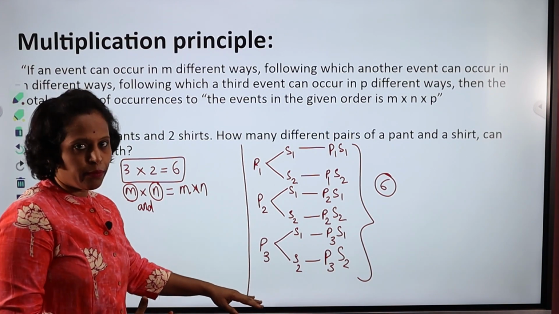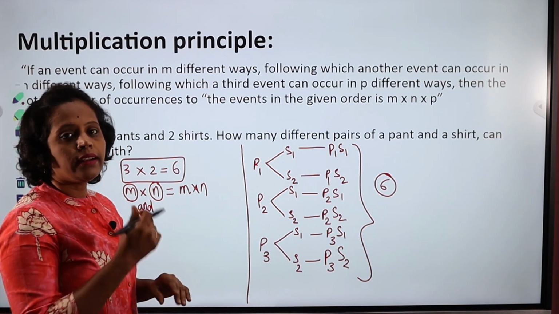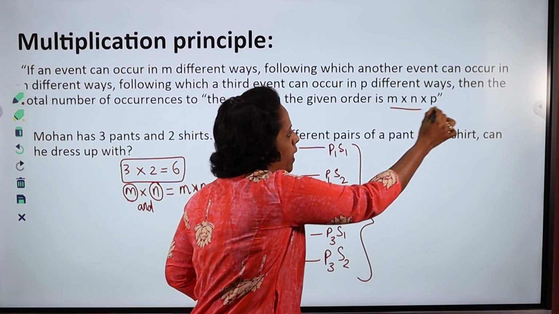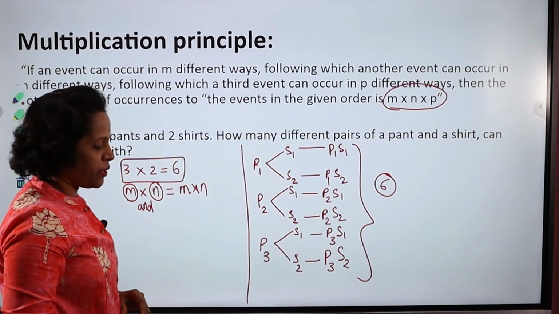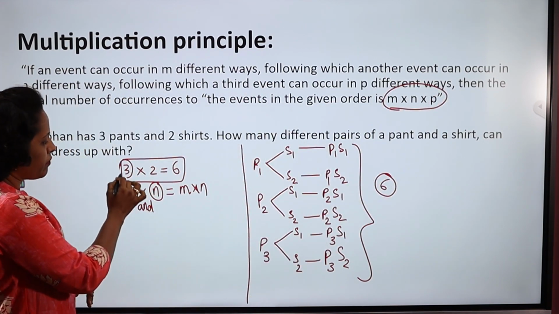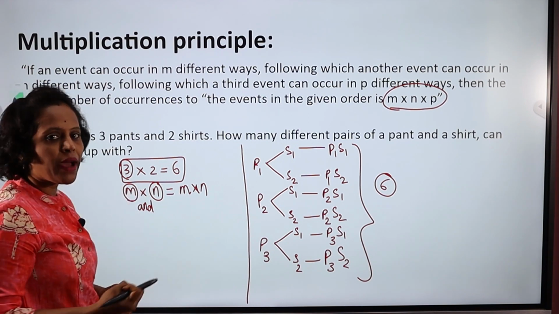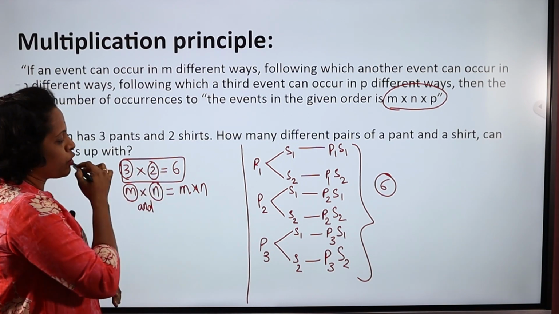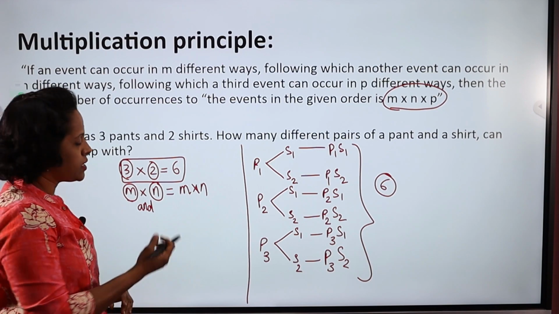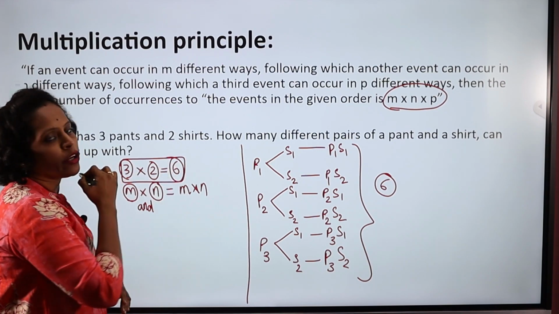But by using the multiplication principle, we can give the answer in a one-liner. m times n, right? Where m is the event of selecting 1 pant from 3 pants. n is the event of selecting 1 shirt from 2 shirts. So, in total, 6 will be your answer.